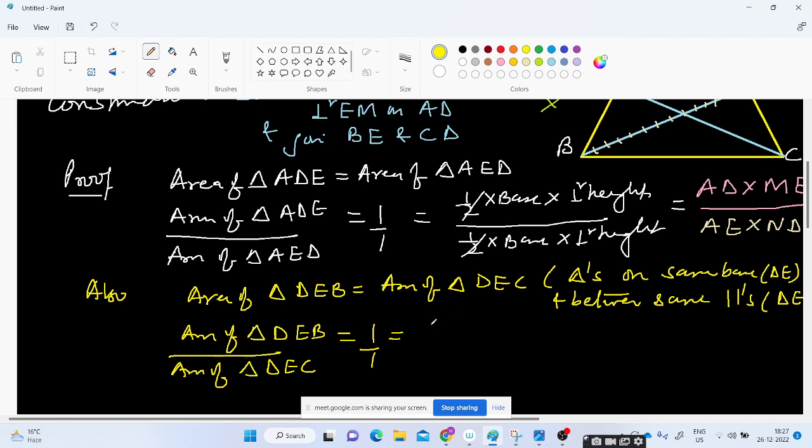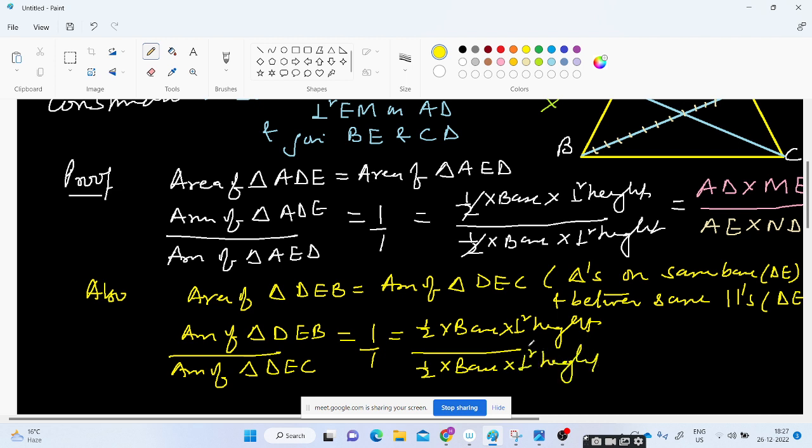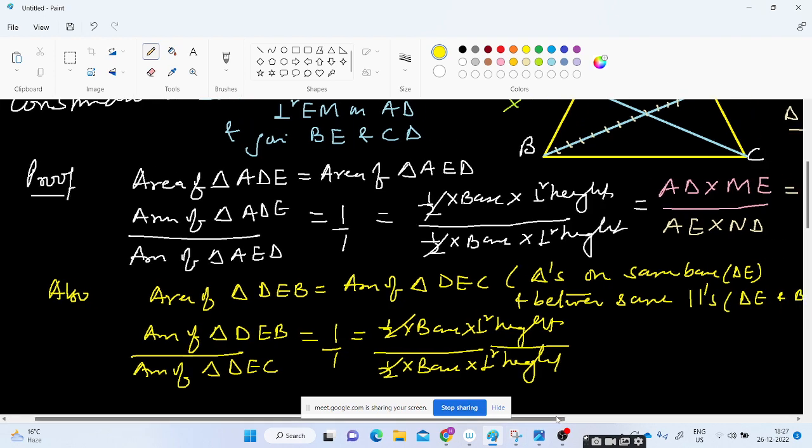So now you will write it as half base into perpendicular height upon half base into perpendicular height. This is the formula for the area of a triangle. So what is the base for this triangle?